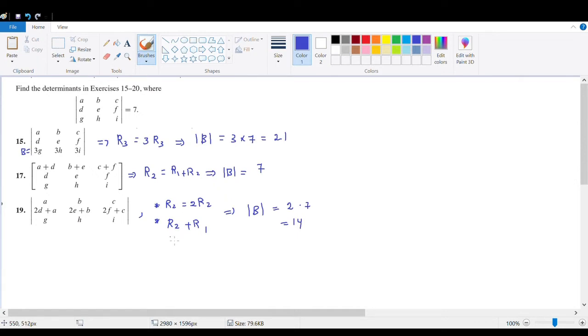So the determinant in 19 will be 14, because first we multiply row 2 by 2, so it is multiplied by k, the determinant will be changed and it will be multiplied by k. The second step is we add row 2 plus row 1, this will not change the determinant, so this one will be 14 as it is.